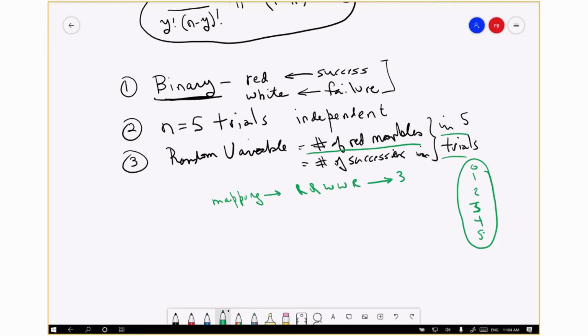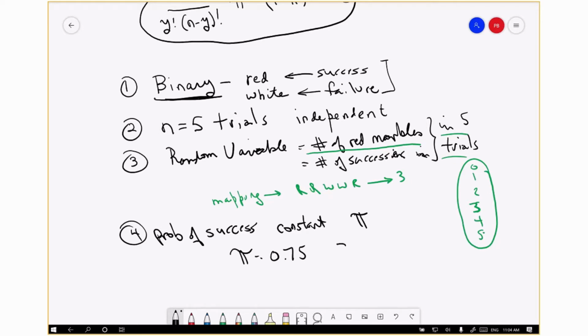And the fourth thing is the probability of success is constant and is represented by the symbol pi. In this case, the value of pi is going to be equal to 0.75 because we've got 3 red and 1 white marble. So in any trial, the probability of success, the probability of getting a red marble, is 0.75.